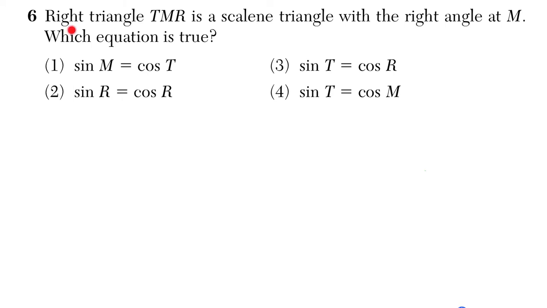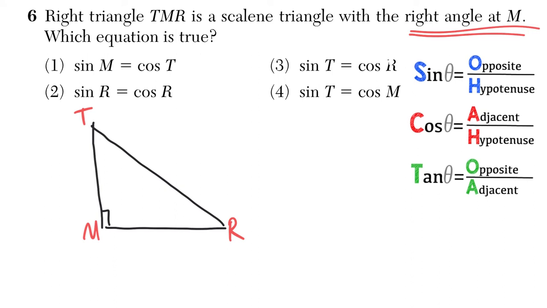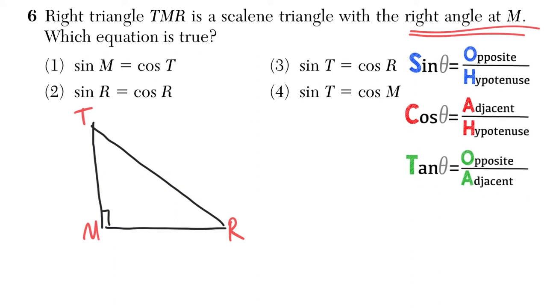Question number 6. Right triangle TMR is a scaling triangle with a right angle at M. Which equation is true? Well, as always, the first thing that we're going to want to do is sketch out this triangle. And I recognize that it says right angle at M. So this is going to be M. This will be T. And then this will be R. Great. I also see that options 1 through 4 involve sine and cosine. So we're going to be implementing our understanding of trig ratios.